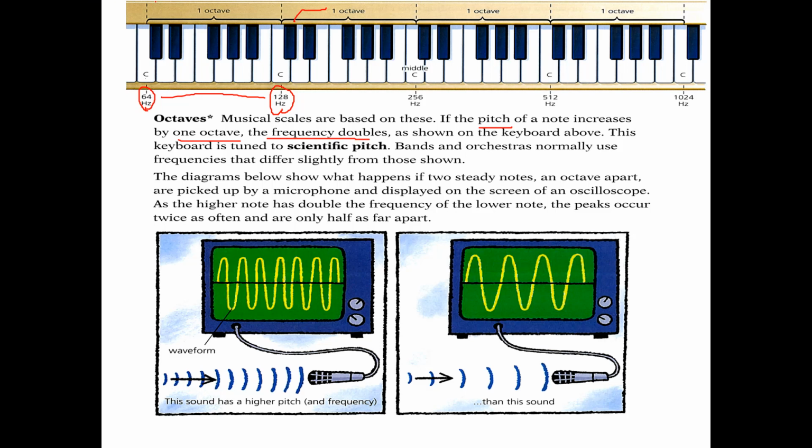What does that mean? Here we have octave number 1, octave number 2, 3, and 4. If you look at the first one, it gives sound with a frequency of 64 hertz. If you move to the next octave, you will see what happened to the frequency. It doubled. It was 64, now it's 128. The same thing if you move to the next one. It was 128, now it's 256, and so on. So if the pitch of a note increases by 1 octave, the frequency doubles.